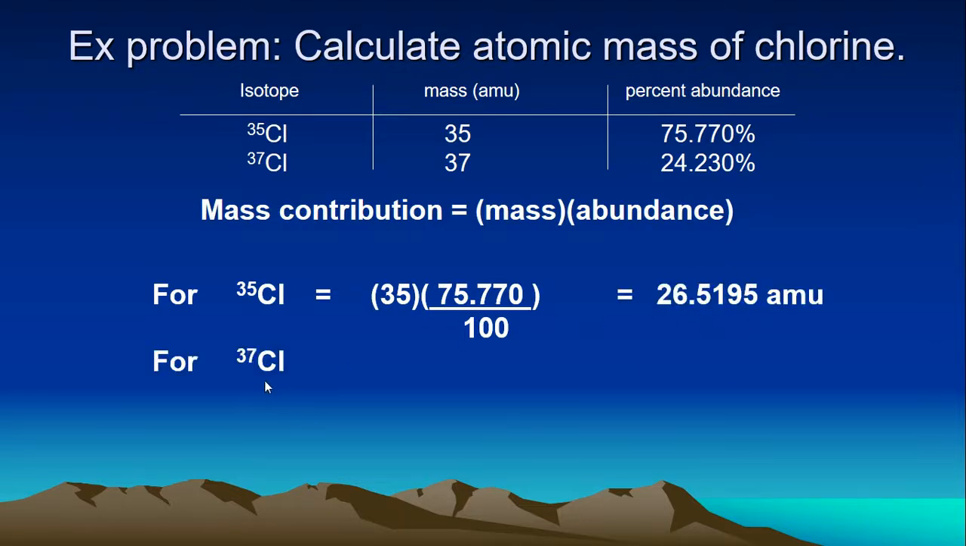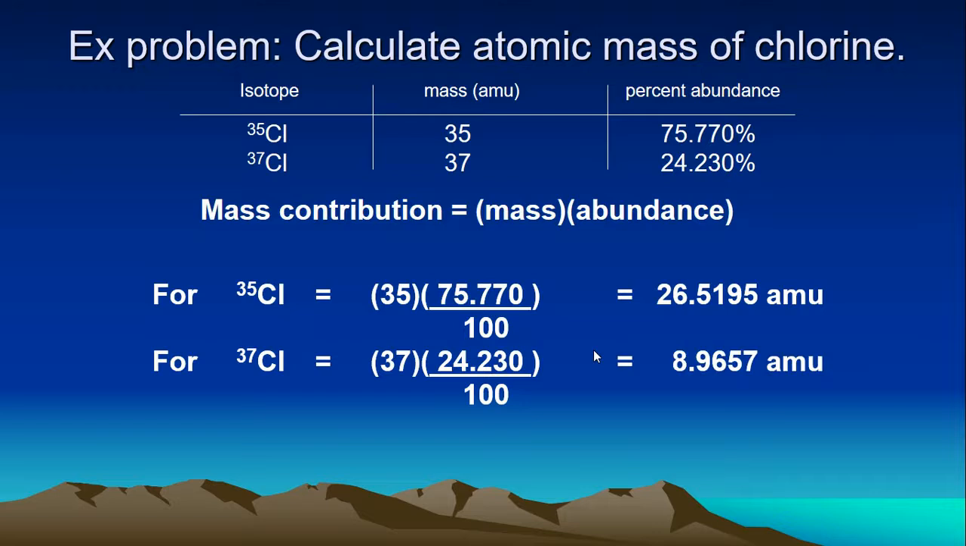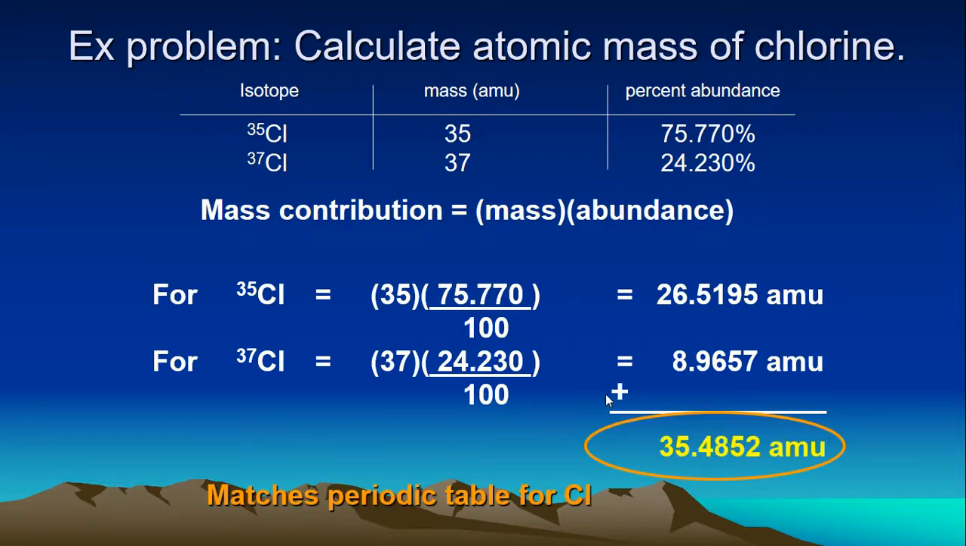For chlorine 37, you do the same thing. 37 times its percent abundance. That's going to give you a number. And now we're going to add the two. Now, if you look on your periodic table, it's very similar to what's in the periodic table, so we know we did it right. So that's one way to do it. Do one line at a time and then add them.